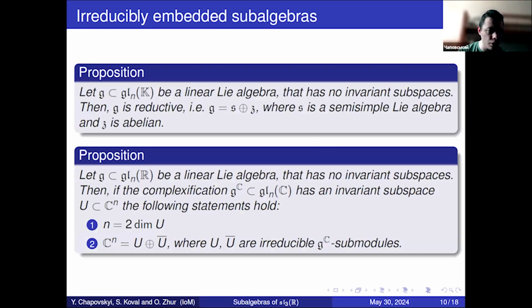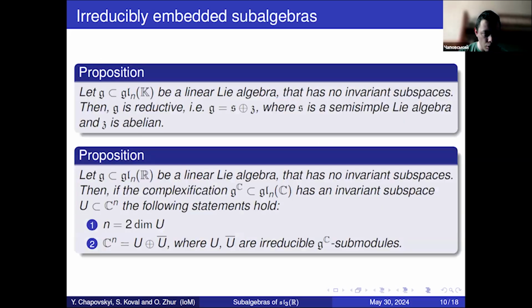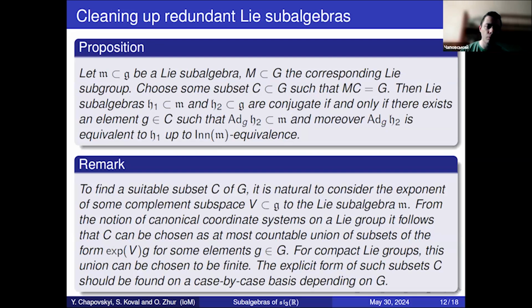The next few slides contain the explanation why SO3 and SO21 are the only irreducibly embedded subalgebras. Those are pretty easy statements of representation theory, so I will skip them for now. I may return to them if enough time remains in the end.